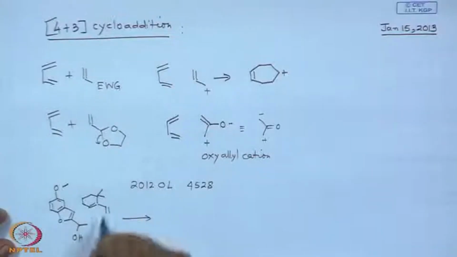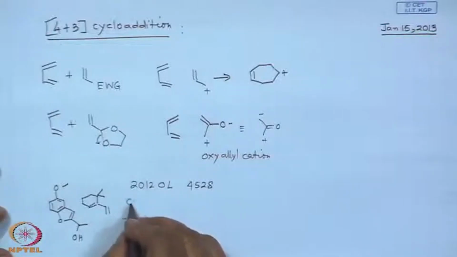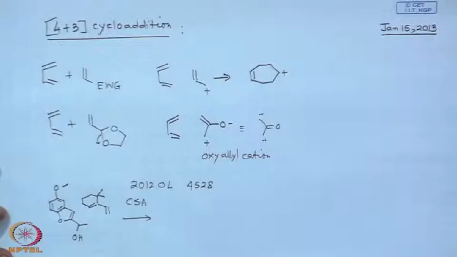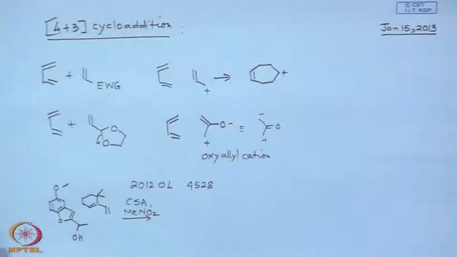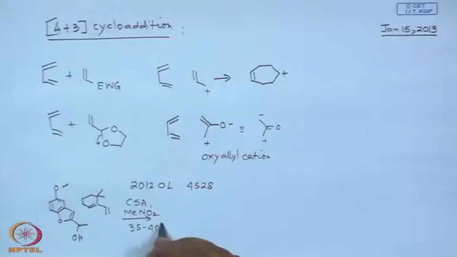This cyclohexene and vinylic double bond would form the diene part, then you do not have a dienophile. In this case you do not have a formal dienophile, but in the presence of CSA, what is known as camphor sulfonic acid, which is basically a mild organic acid, and then this solvent, of course you have to use a polar solvent because you are using a sulfonic acid. So, polar solvent, and the temperature is somewhere between 35 degrees to 40 degrees centigrade.